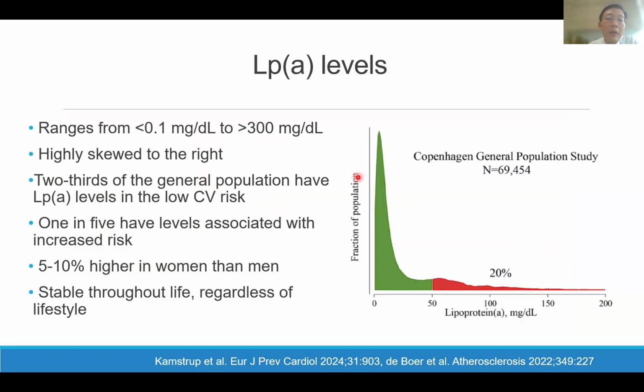In the general population, Lp(a) levels are highly skewed to the right. These data are from the Copenhagen study in the white populations, and it has been shown that about 2/3 of the general population have Lp(a) levels associated with low cardiovascular risk, but about 20% or 1 in 5 people have levels associated with increased cardiovascular risk. Women tend to have higher Lp(a) levels than men, about 5 to 10% higher. And it should be noted that Lp(a) levels are stable throughout life, and whether or not you modify your lifestyle, they remain unchanged.